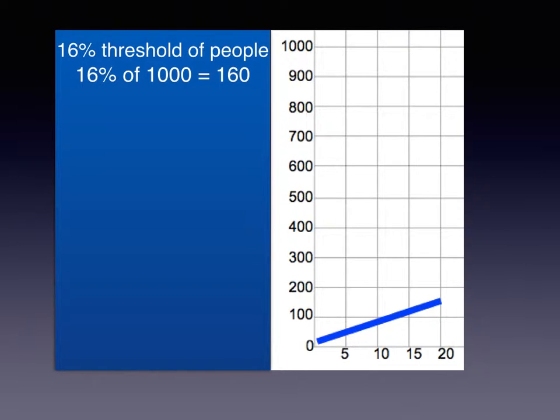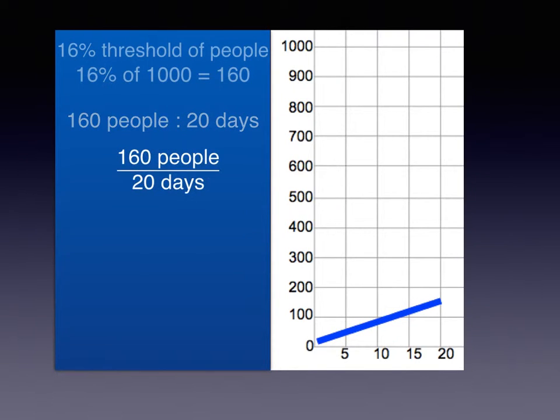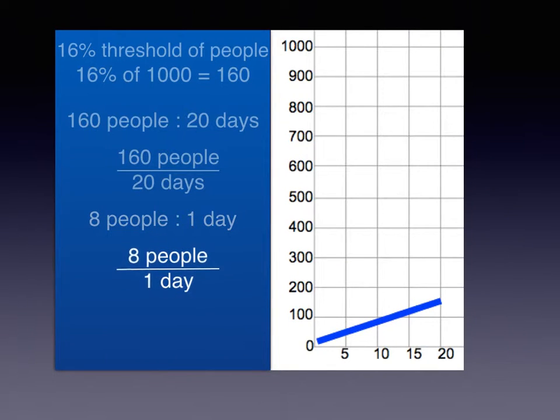people. Then we know that there are 20 days, so to put that as a rate, we would say that's 160 people in 20 days, or as a fraction, 160 over 20. To get that to a unit rate, we would divide by 20 top and bottom, and then what we're getting is 8 people per day to create our movement. And so as a fraction, this is what it would look like.